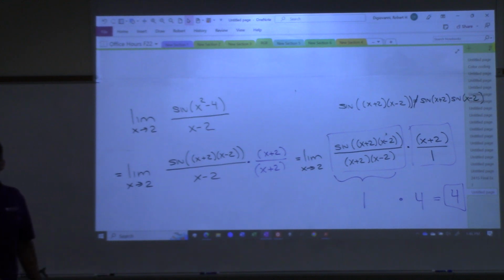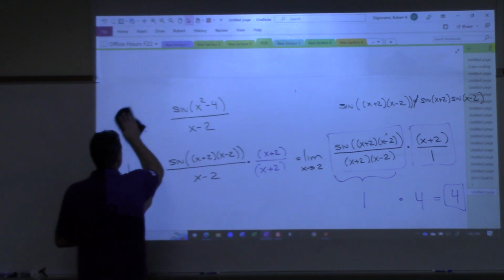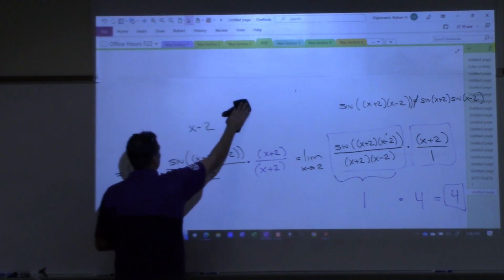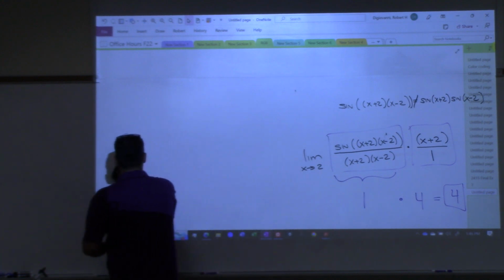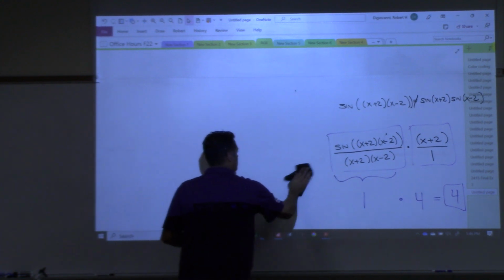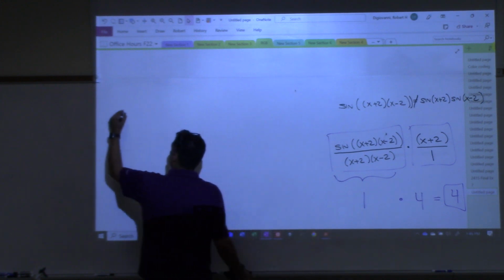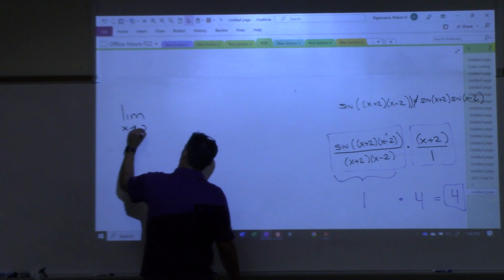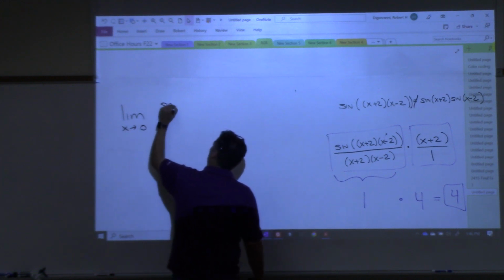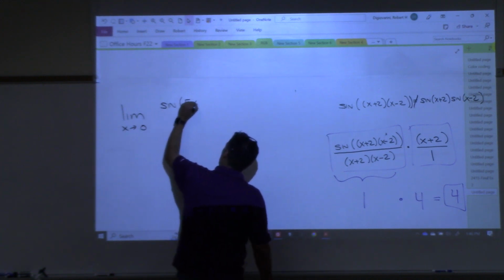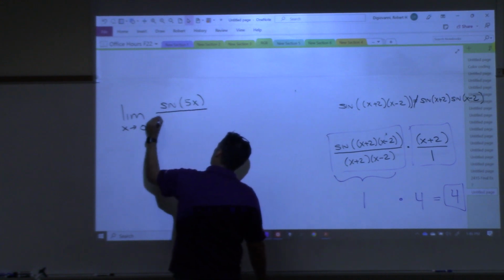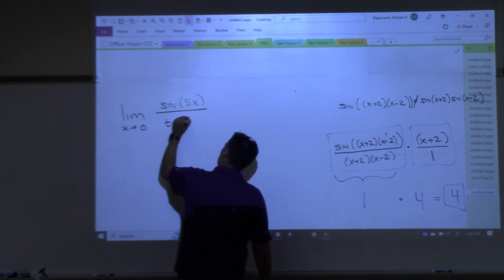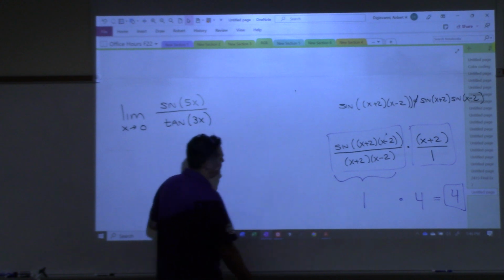All right, let's do another one. How about this? The limit as x goes to 0 of sine of 5x over tangent of 3x.